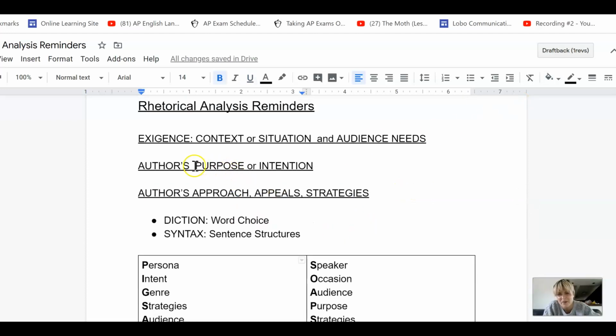And then you want to talk about the author's purpose or intention. So that goes into your thesis statement, right? Because you're identifying up front, you have the context, you have the situation, here's what the author's trying to do, and then here's how they're doing it, right? So you're identifying those major appeals or strategies up front in your thesis.